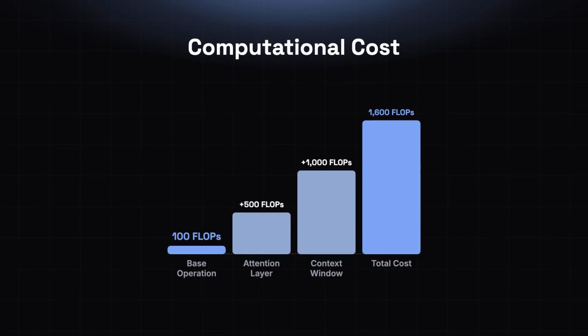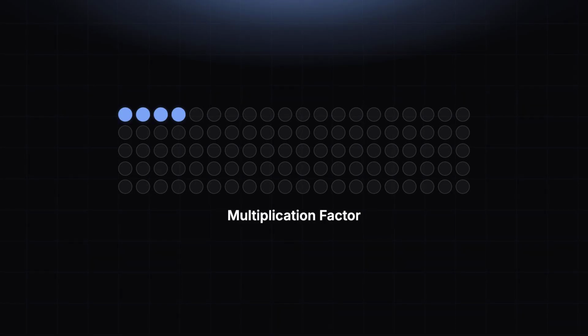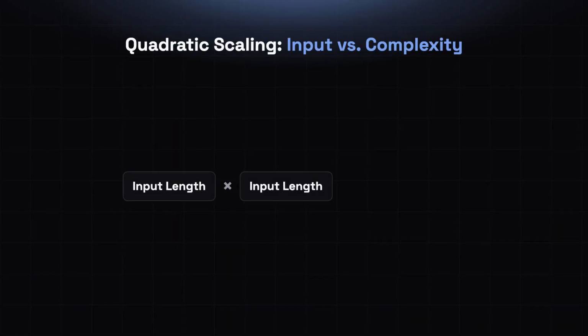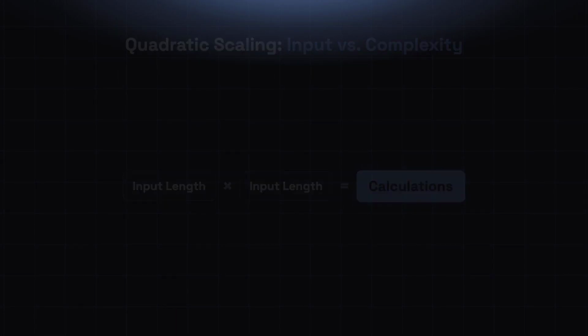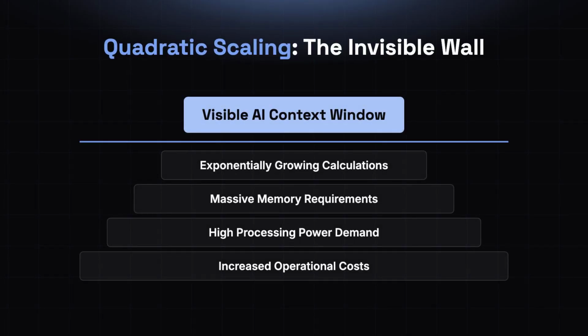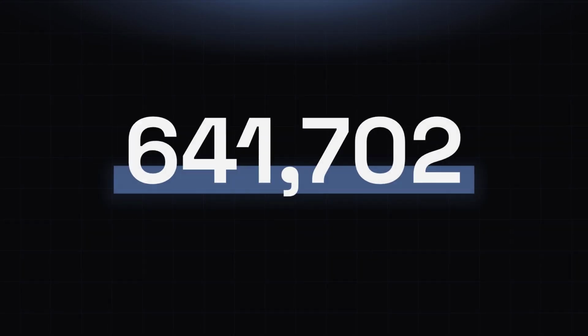If your context window doubles, the amount of calculations required for attention doesn't just double, it quadruples. If it triples, the calculations multiply by 9. This is what engineers call quadratic scaling, and it's the invisible wall limiting how large and how affordable AI context windows can get.